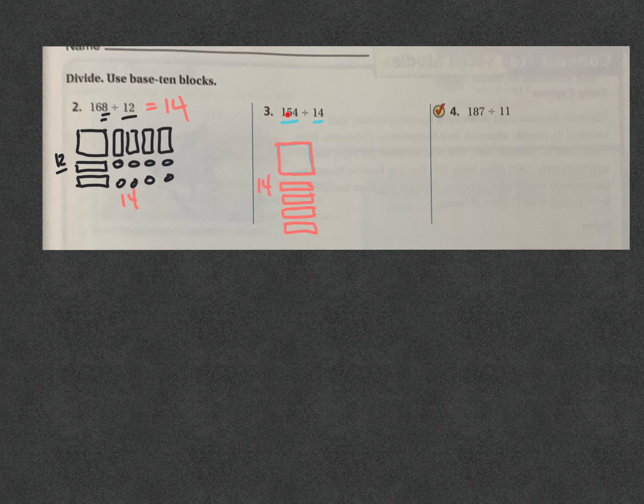Now I only used 4 10 rods, so I have 1 more left, so I'll put it over here. And I have 4 ones. 1, 2, 3, 4. Oh, good, it completed my rectangle. How much across is it? 10 plus 1 is 11. So 14 times 11 gives me the rectangle of 154. So 154 divided by 14 is 11. If you're ready, go ahead and try the next one without me.